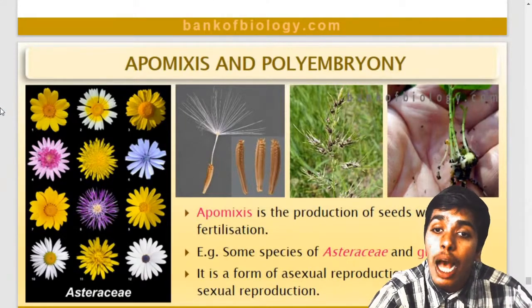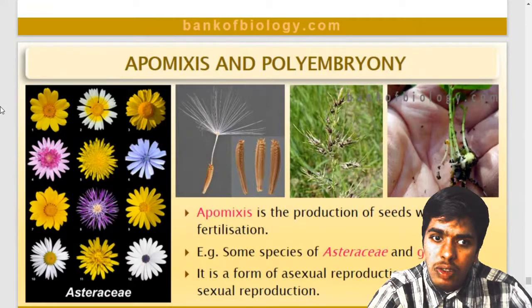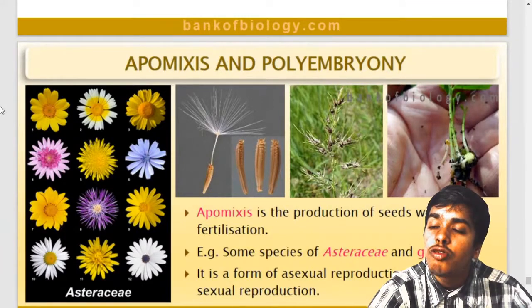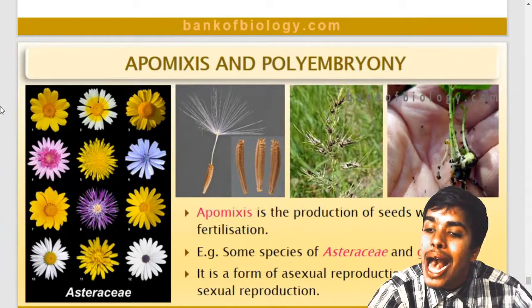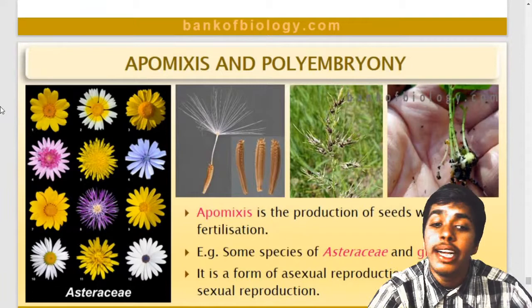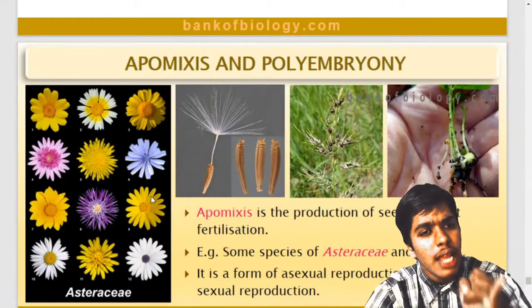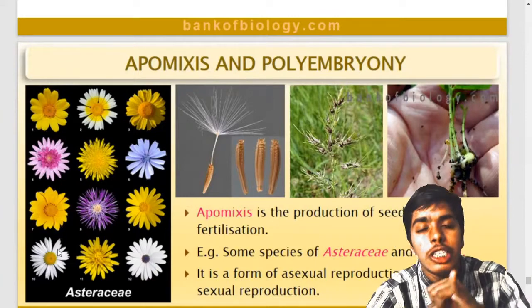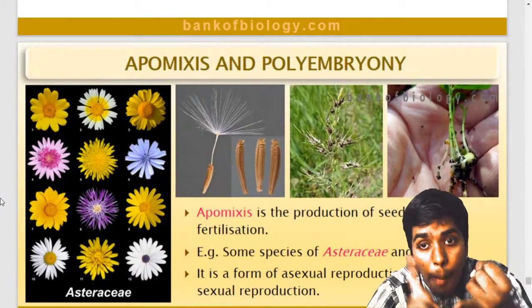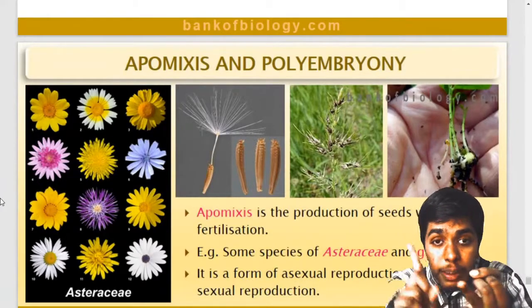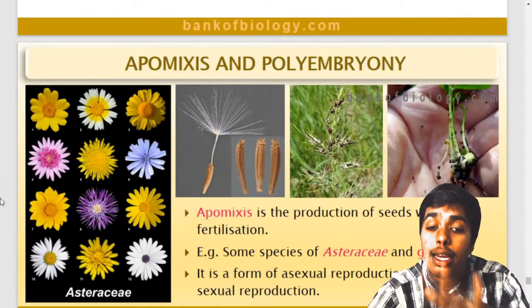Apomixis means production of seeds without fertilization. What are the examples? Asteraceae and grasses. It is a form of asexual reproduction that mimics sexual reproduction. Look here, apo means single. Amphi means sexual, that means double. That mimics sexual reproduction.